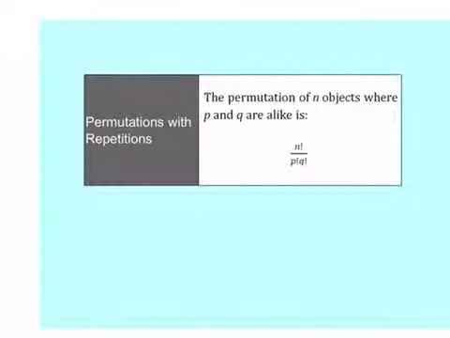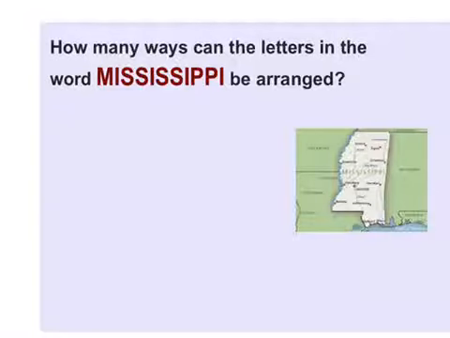We're going to look at something where I have a total of n objects, where P and Q are alike. Then we do n factorial divided by P factorial Q factorial. So n is still going to be my total, and P and Q are my repeats. Let's go ahead and look at an example of this.